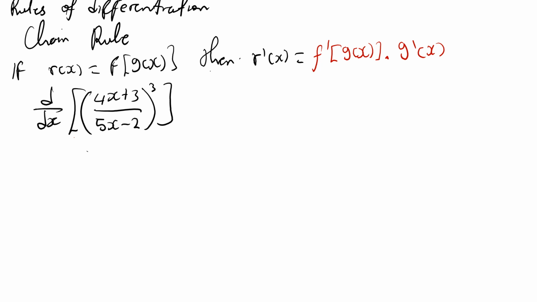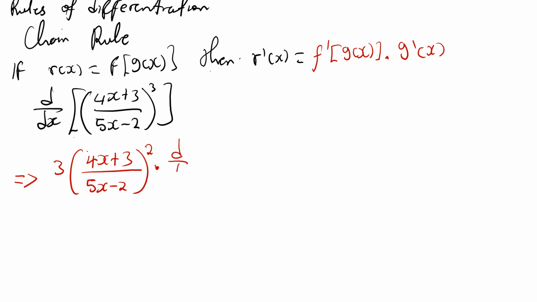Okay, so the first thing is to drop our exponent. We have exponent 3, then we'll be having 4x plus 3 over 5x minus 2. Then we are subtracting 1 from our exponent, then it will give us 2. Then we multiply with the derivative of what we have inside, which is 4x plus 3 over 5x minus 2. So for this one, we are going to apply the quotient rule.